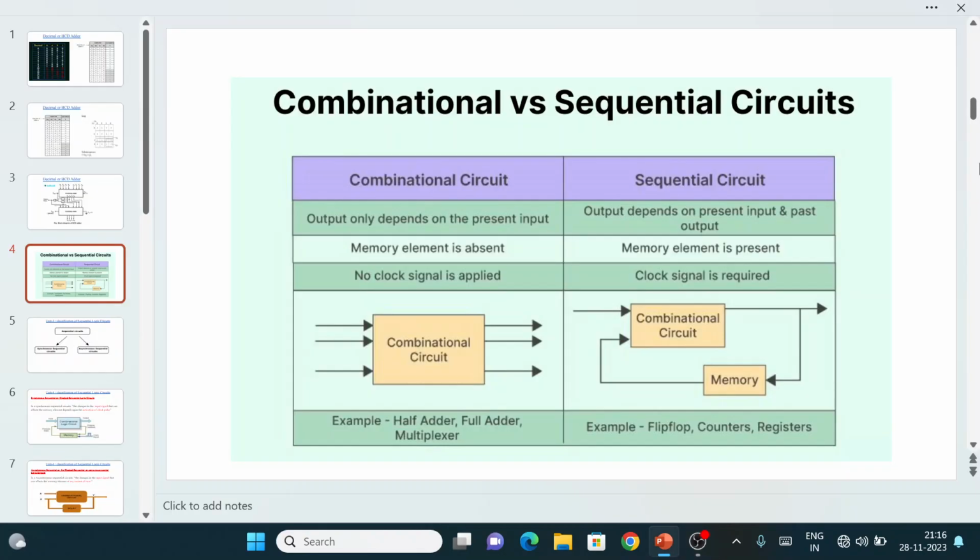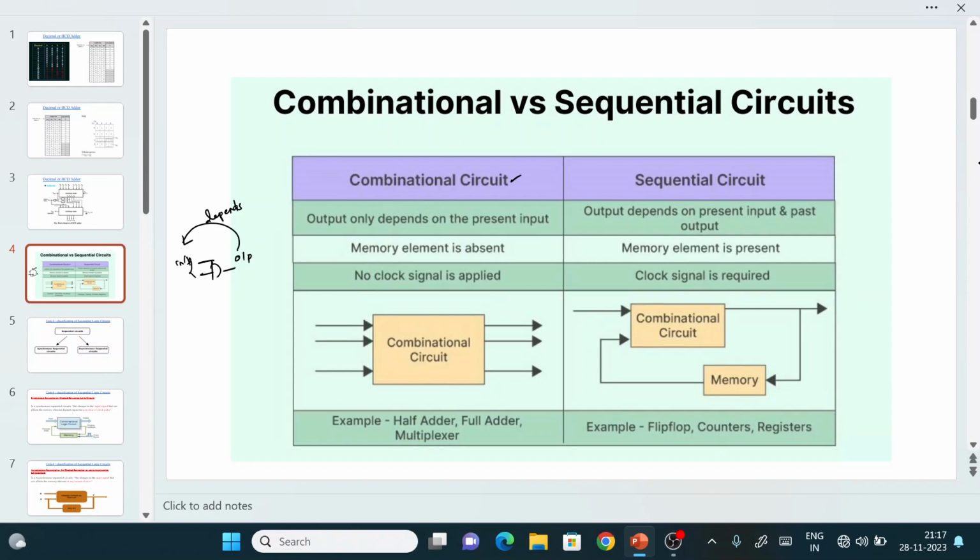What is the difference between a combinational logic circuit versus a sequential logic circuit? Combinational logic circuit means if we take any circuit, we have the outputs as well as the inputs. If the output depends only on the inputs, then it is called a combinational logic circuit.